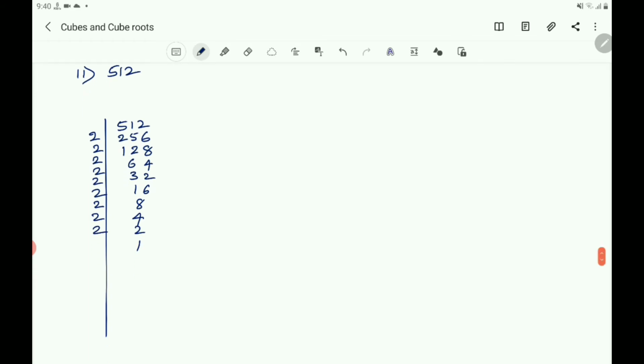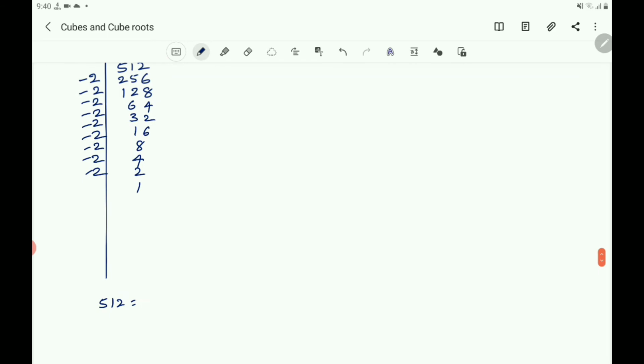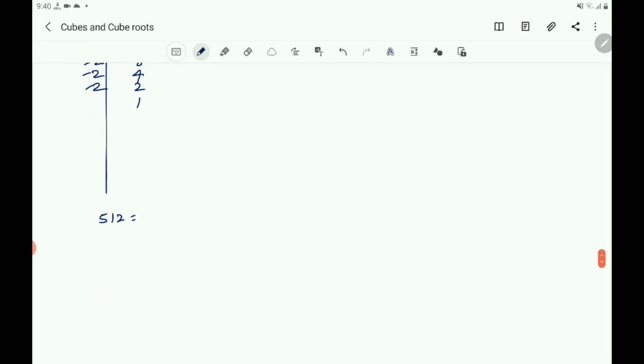How many times you got 2? 1, 2, 3, 4, 5, 6, 7, 8, 9. Then you write 512 equals, here 9 times 2 you have to write. 2 into 2 into 2 into 2 into 2 into 2 into 2 into 2 into 2. So here make the group of triplets. You got 3 triplets of 2.